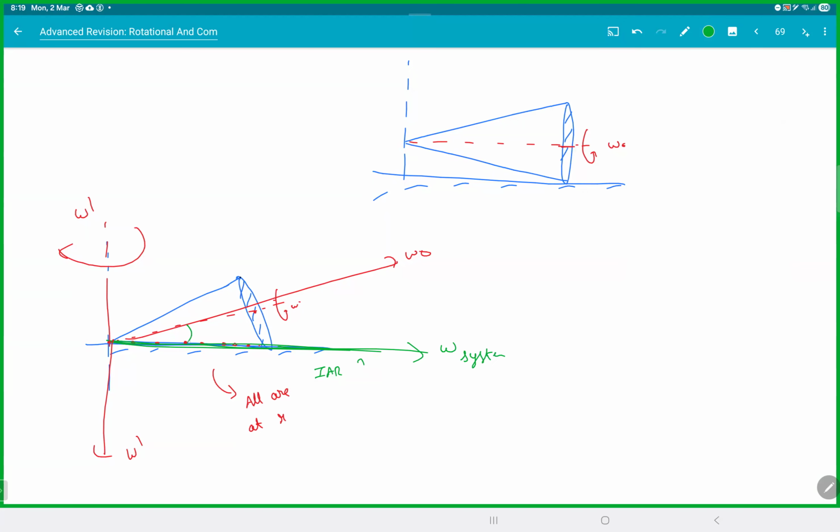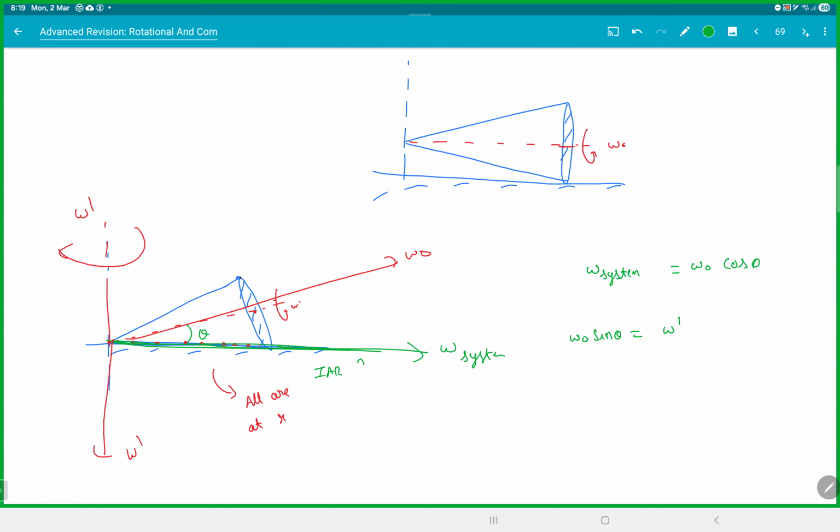Fair enough? If you take this angle to be theta, omega of the system will be omega naught cos theta, and omega naught sin theta will be equal to omega dash. Make sense? So the resultant of omega naught and omega dash is omega of the system. Clear with this? And if I can find omega of the system, I can use half I omega square, isn't it? How do you find the kinetic energy of the system? Half I omega square.